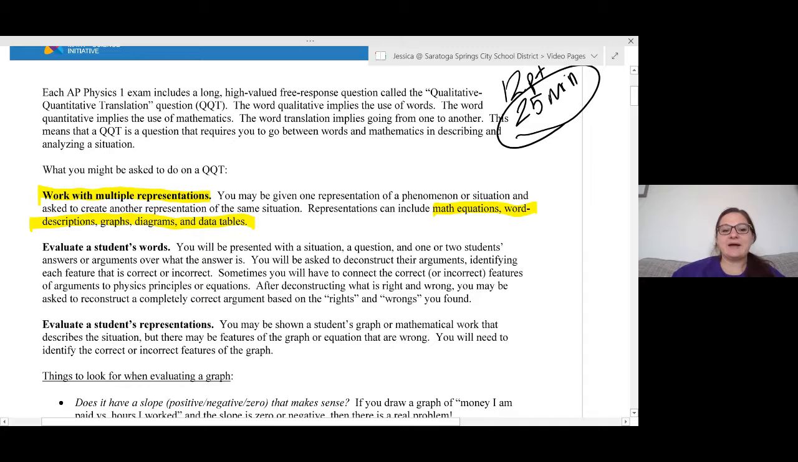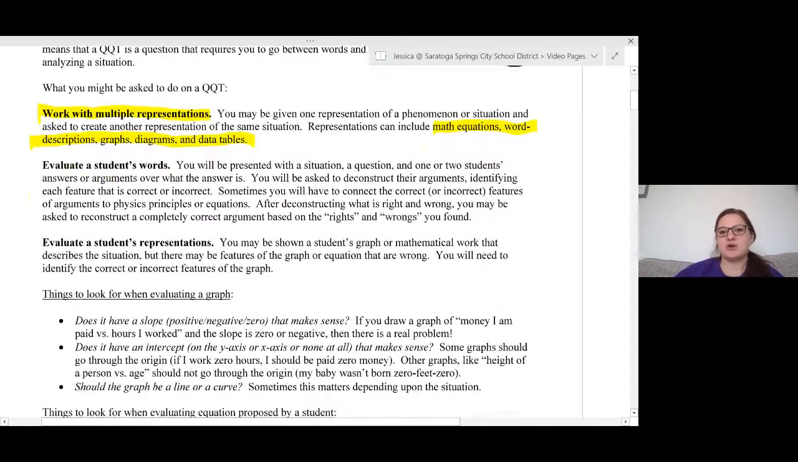Okay. You might be asked to evaluate a student's words. These are the questions where you're presented with like Abel and Brian and Kane and David, and you're asked to say which student is correct, or you might be asked to pick out which parts of student 1 and student 2 are correct versus incorrect. So you'll be presented with a situation or a question and 1 or 2 students' arguments. You're going to be asked to deconstruct their arguments, identifying correct and incorrect features. Sometimes you'll have to connect the correct or incorrect features to some physics principle or equation.